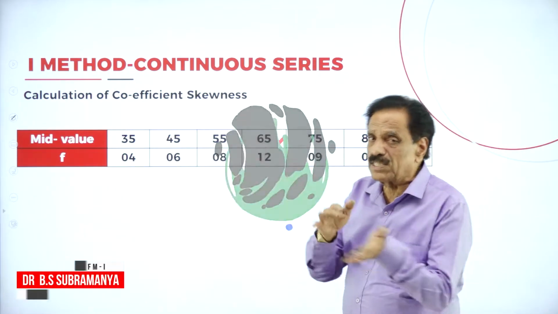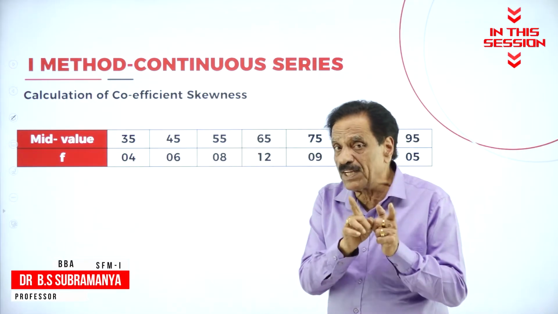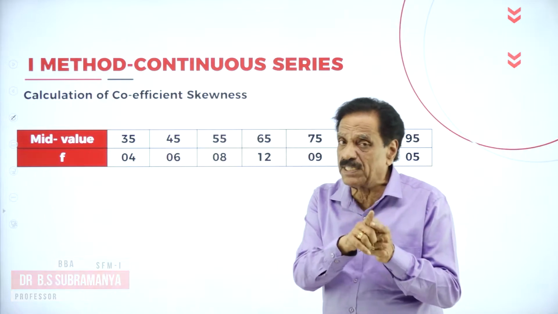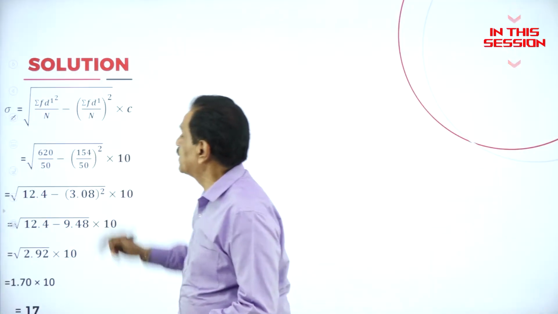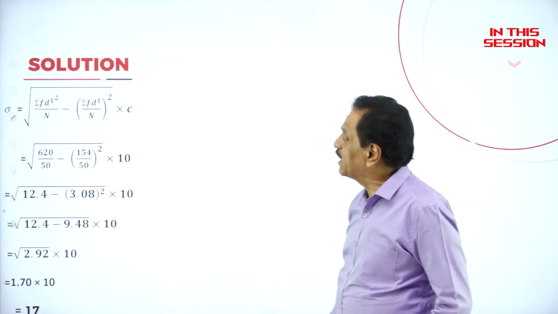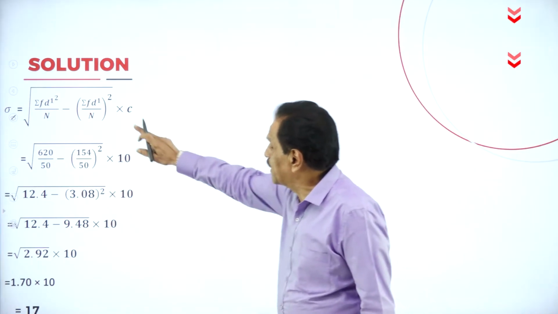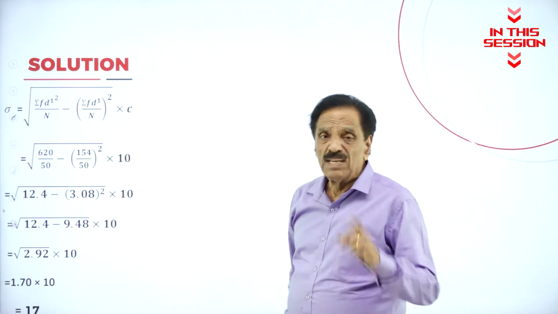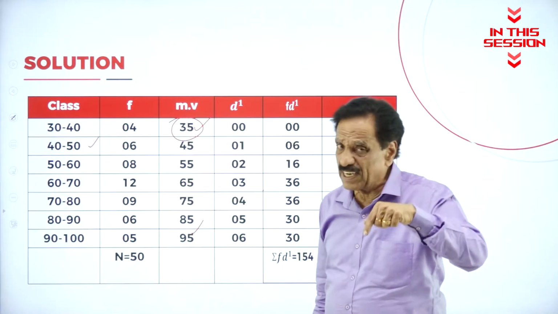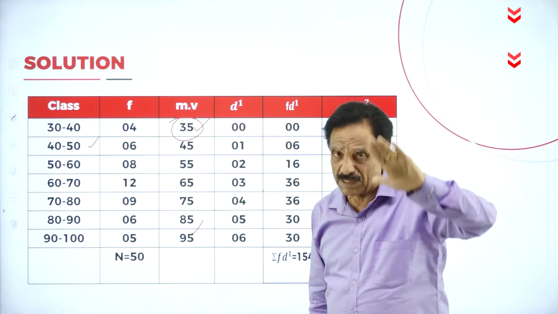They won't mention it's a median or mode. You must be very careful whether the highest frequency is repeated or not. It is equal to root of sigma ft dash square divided by n minus, sigma ft dash divided by n, whole square, into c. C is outside the root, because when you assume the first figure as the d dash, all numbers will come positive.